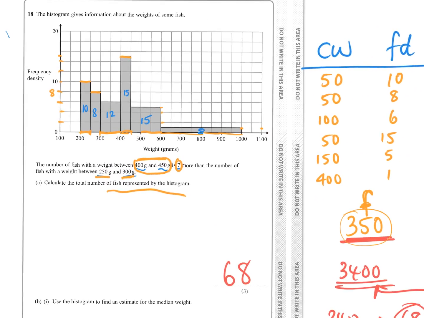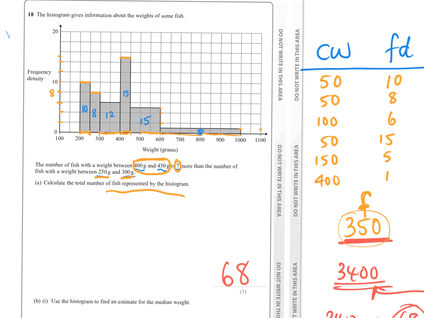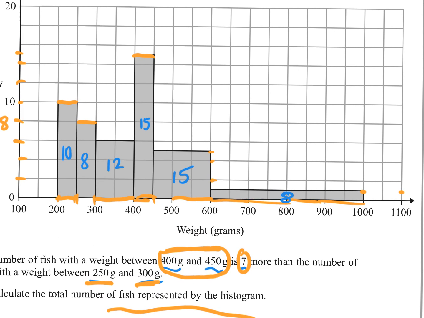Now if we want the median, doesn't that mean that if we have 68 fish, there's going to be 34 this side and then 34 this side? So we want to go to the 34.5 value. So how do we get to 34.5? Well, we count from left to right.